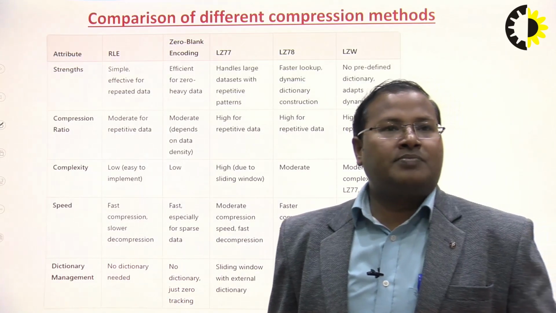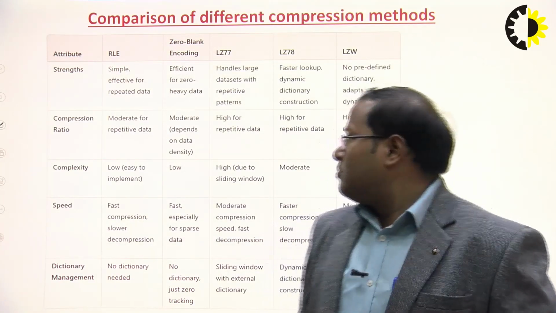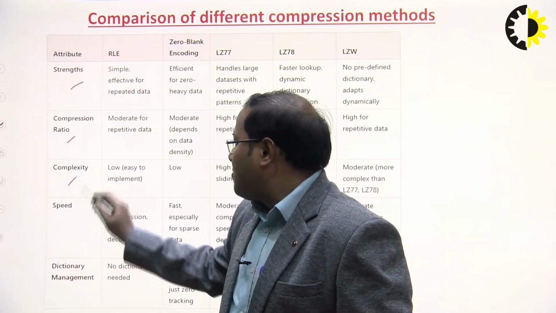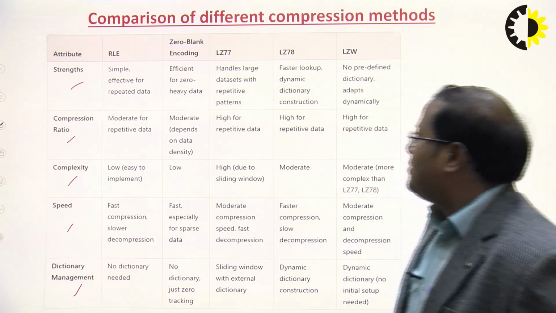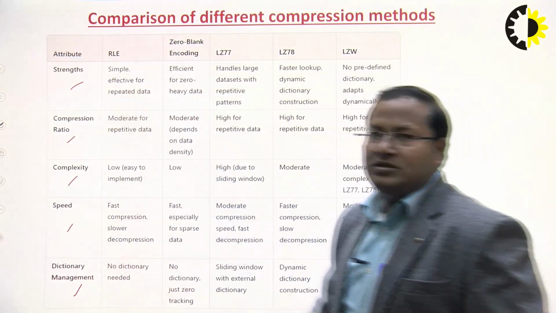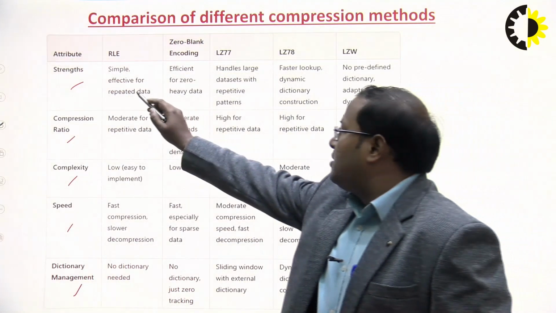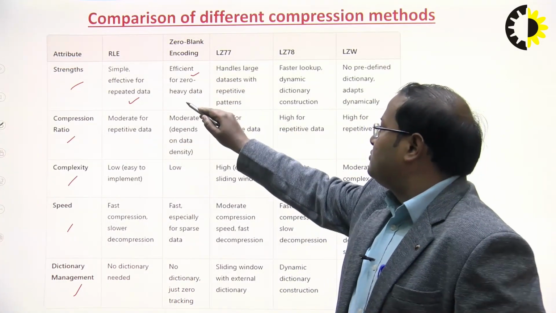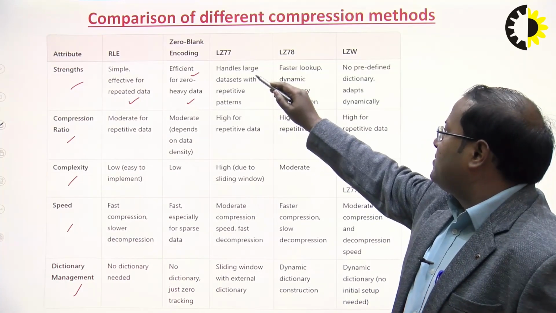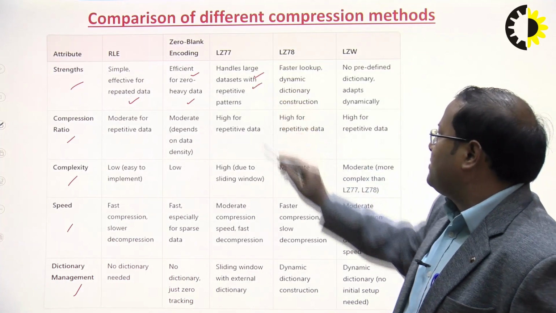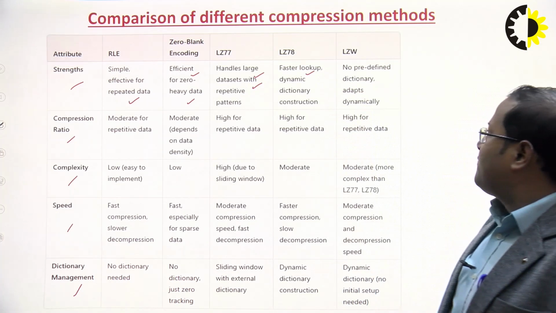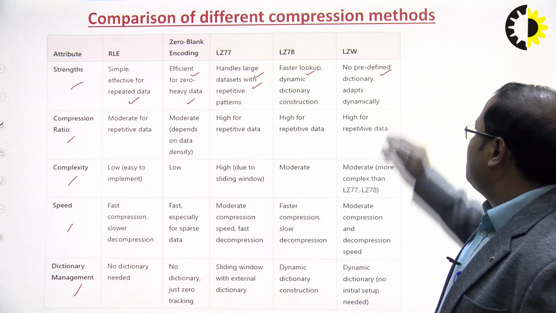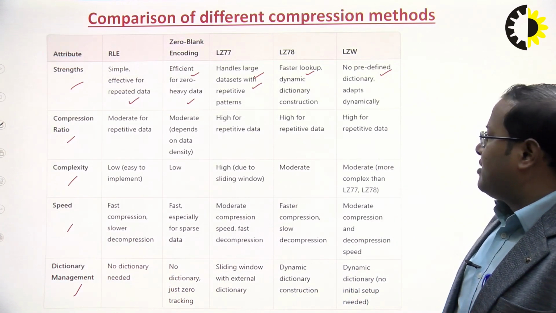Now, a comparison of the different compression methods on the basis of attributes like strength, compression ratio, complexity, speed, and dictionary management. In the case of RLE, run length encoding, it is simple and effective for repeated data. Zero blank encoding is efficient for data having many zeros. LZ77 handles large data sets with repetitive patterns. LZ78 has faster lookup and dynamic dictionary construction. LZW has a non-predefined dictionary that adapts dynamically.